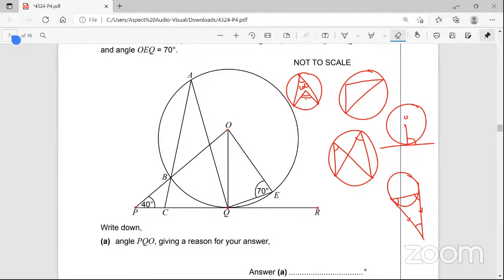So with that said, I think we can try and answer this question. Okay, with that said, we'll try to answer these questions now.